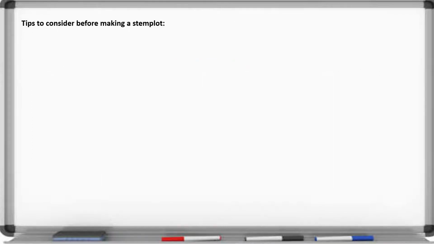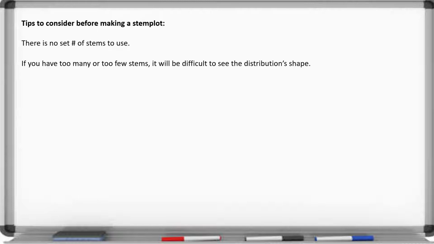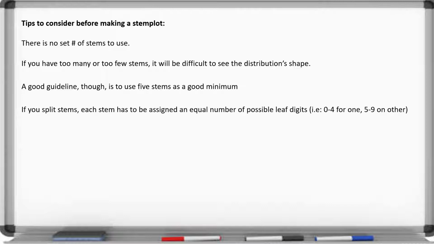So some tips to consider before making a stem plot. Notice that there are no set number of stems to use. However, you don't want to use too many or too few stems, because then it will be difficult to see the true shape of the distribution, or at least a shape that you can actually interpret. A good guideline though is to use 5 stems as a good minimum. If you split the stems, make sure that each stem has an equal number of possible leaf digits. So for example, 0 to 4, that's 5 numbers. 5 to 9, that's also 5 numbers. So make sure that each of them has an equal number.